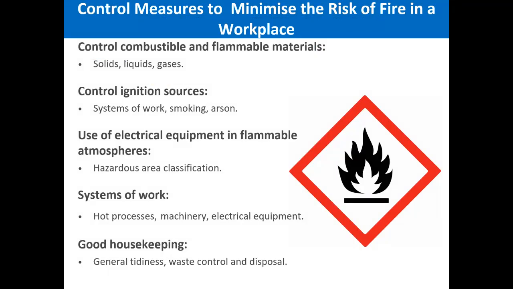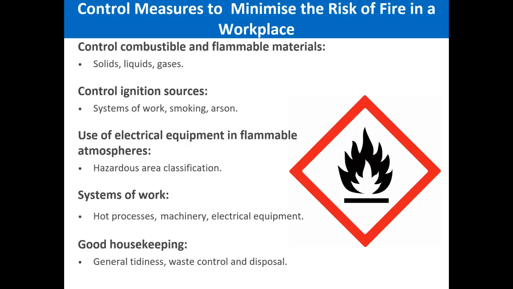Then control of ignition sources. What are the ignition sources? These are the sources which provide heat energy. Okay, so there is friction, that is a source of ignition, damaged electrical equipment, damaged electrical cables, friction of the equipment or machinery, hot works, cutting, welding, grinding, engines of vehicles, sparks generated by friction. So all of these are the sources of ignition.